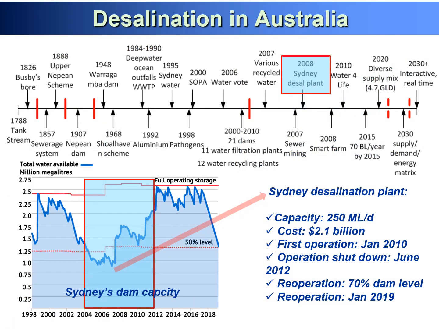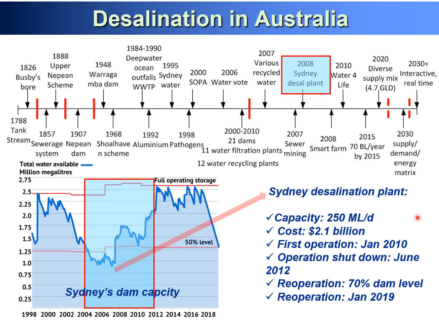This is an example of desalination in Australia. This is the timeline of the desalination milestones, so you can see all the detail. In 2008, the Sydney desalination plant was initiated because of Sydney's dam capacity. The dam level was lower than 50%, and we needed to look at an alternative water resource. That's the reason we constructed the Sydney desalination plant, and its capacity is 250 megaliters per day.